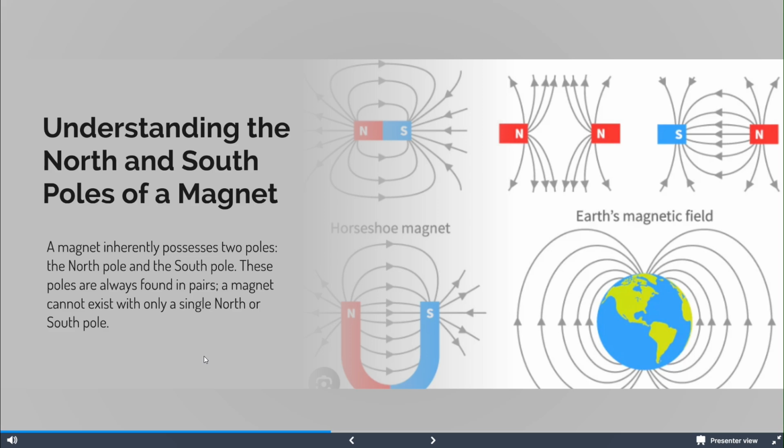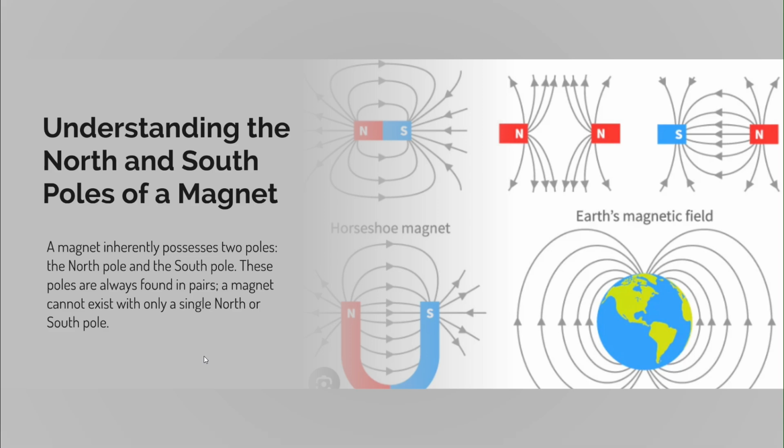No, magnets cannot exist with only a single north or south pole. Without either pole, it cannot exist. Okay, so this is a picture of a bar magnet.